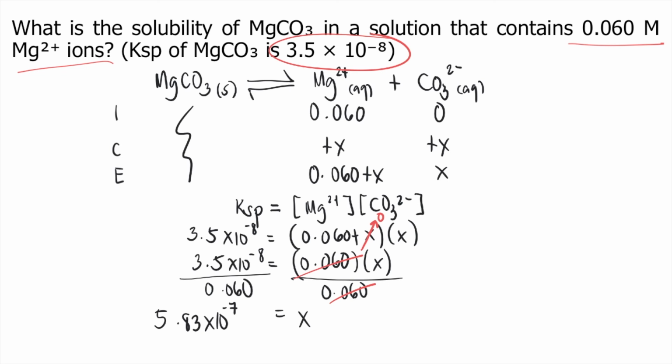Since we are talking about solubility, the unit is molar. So the answer to this question is 5.83 times 10 to the negative 7 molar.